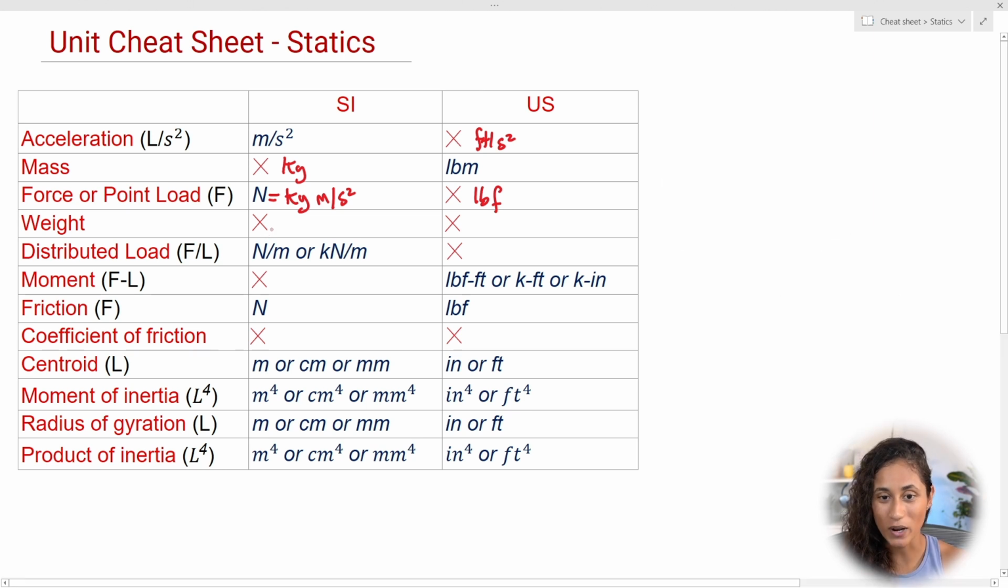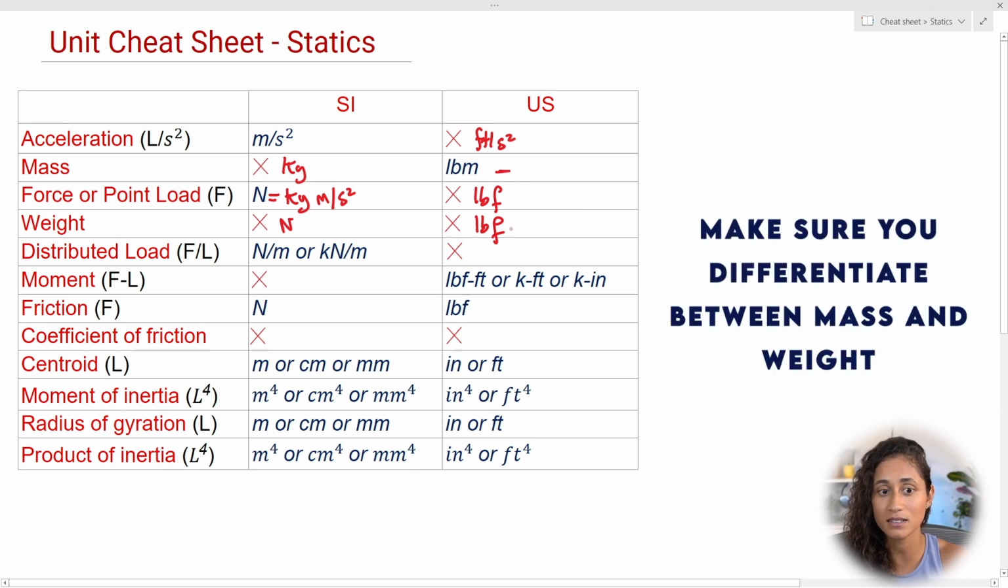Now let's take a look at weight. So weight actually has the units of force. So for SI, that would be newton, and for US, that would be pound force. Now note guys how weight and mass are pretty close. So that's why it's very important that you guys differentiate between the two. So mass has the units of pound mass, and weight has the units of pound force.